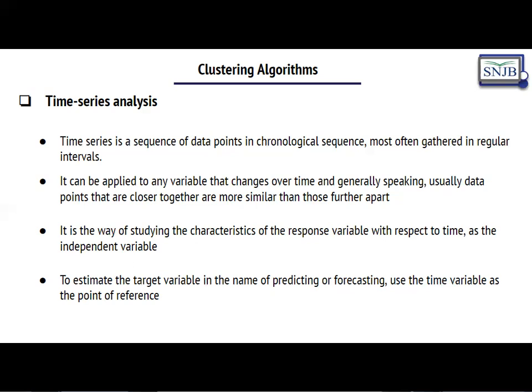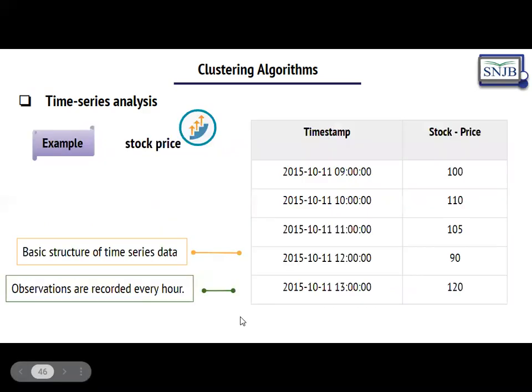When we study time series analysis, we have one characteristic: the response variable. With respect to time, that particular variable is changing, and that is your independent variable. And some target variables are available that we are going to predict, and that is your dependent variable. This is the example of stock price analysis.